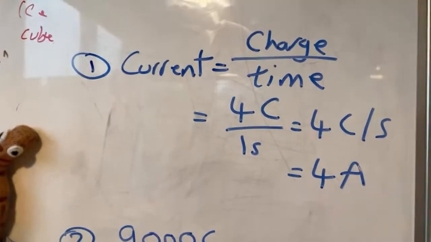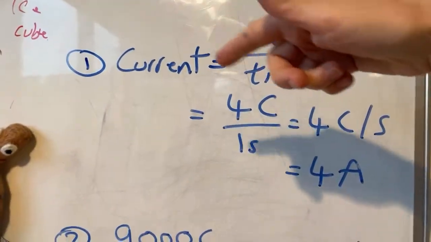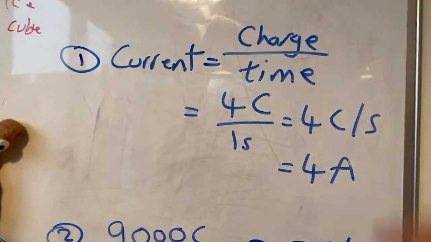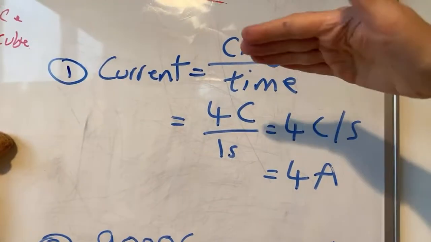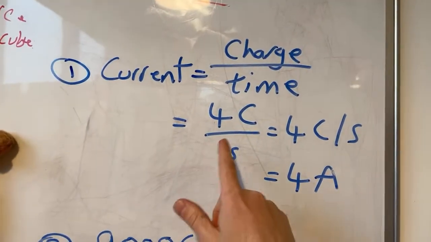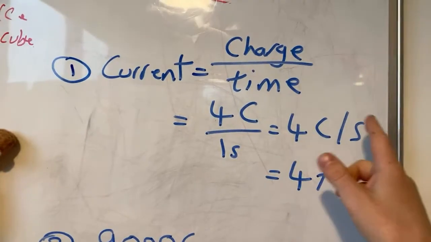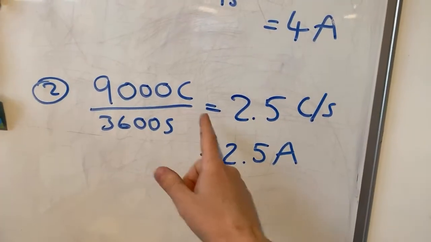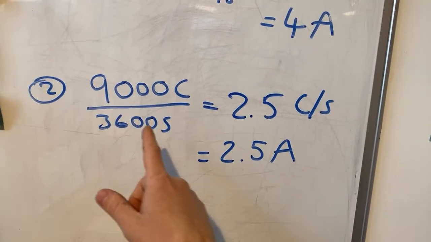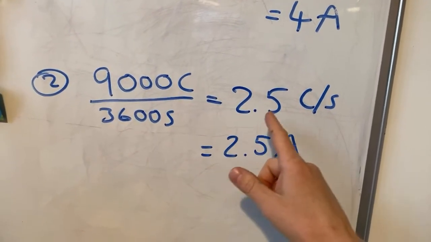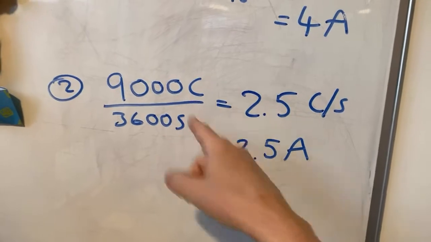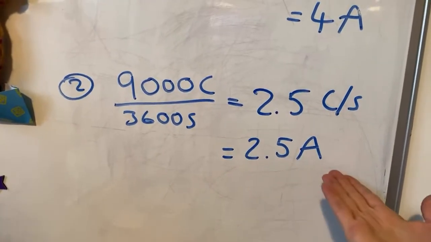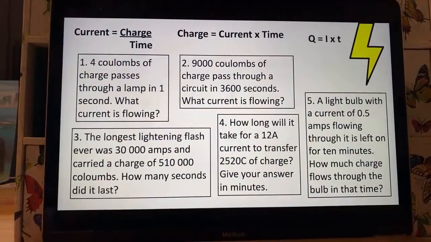Get used to doing that, please, instead of just, oh yeah, I'm looking for a current, so I'm just going to put an A on the end of my answer. Especially when you get further down the line and you might have done loads of different stages. It's so useful to be able to quickly see, oh, I know my answer's right because the units have worked out. And the second one is 9,000 coulombs divided by 3,600 seconds, which gives you 2.5 coulombs per second. Look, it does. And then I know that that's 2.5 amps. It's just a nice way of saying it. All right, carry on.